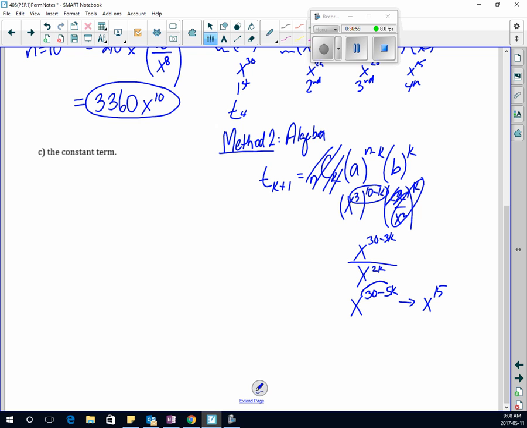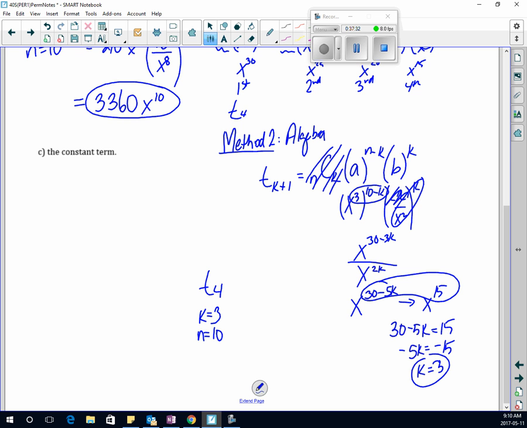So if the bases are the same, the exponents are equal, and then we just solve for k. So that means 30 minus 5k equals 15. Move the 30 over to the other side, we get minus 5k equals minus 15. So k is 3, which means I'm finding what term? Term 4. So term 4, that means k is 3, n is still 10, right? Yes?